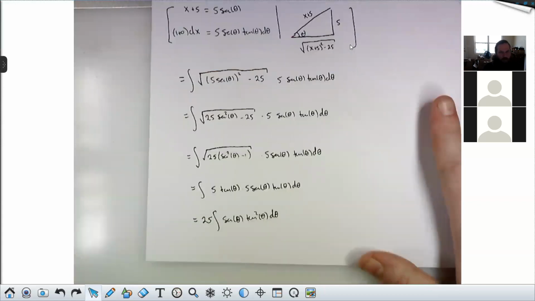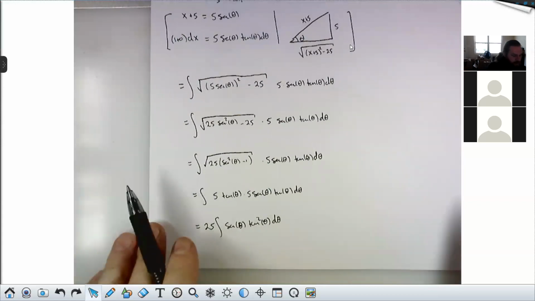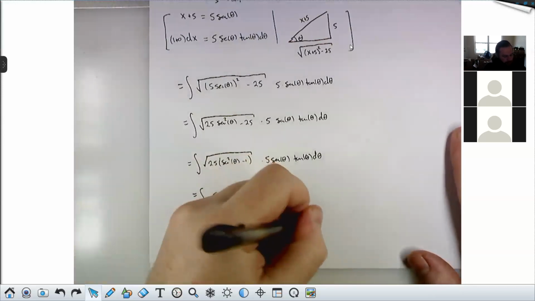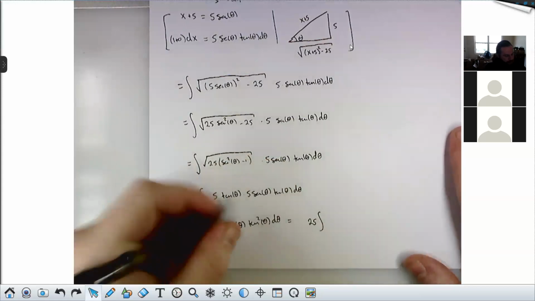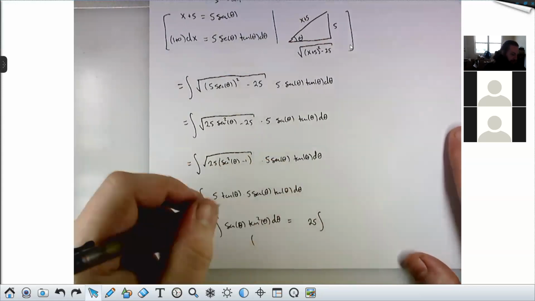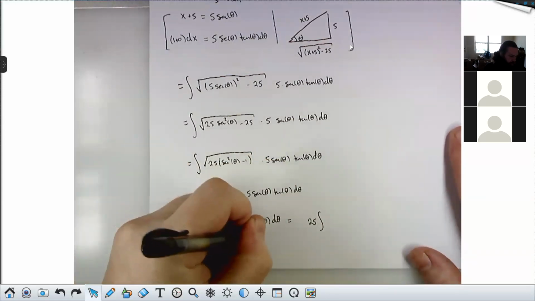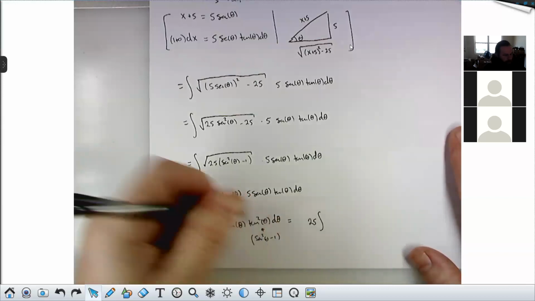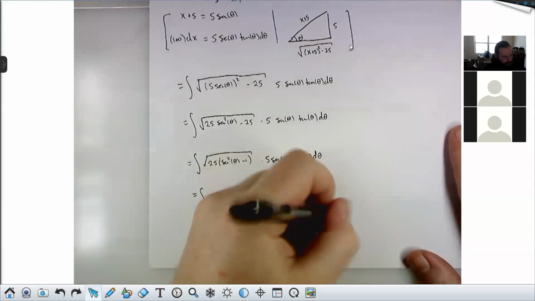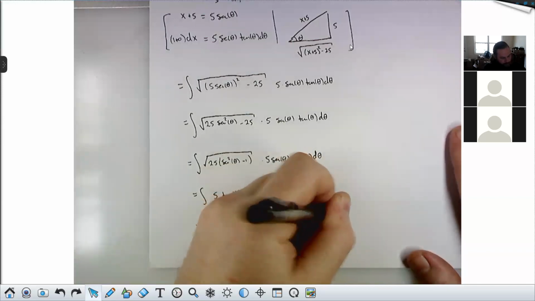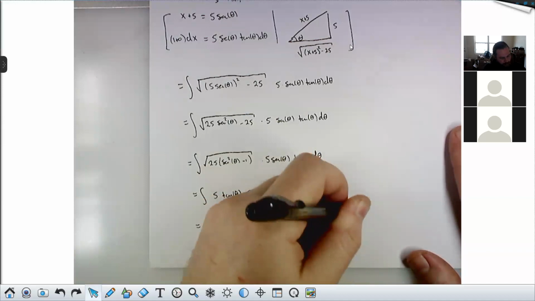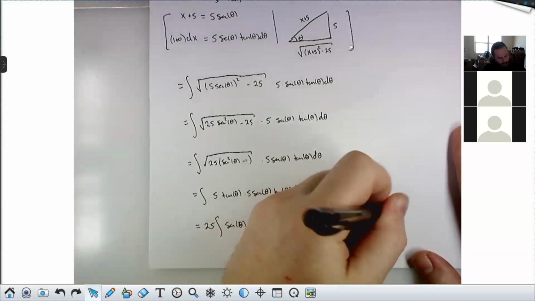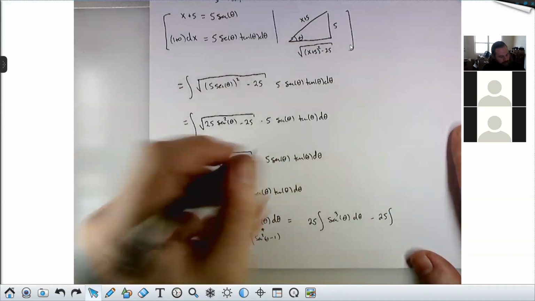And one of the ways to attack the secant tan squared integral is to rewrite it in terms of the secant cubed. Yeah. So this will be 25, and tan squared is the same as secant squared minus 1. So I can write this as 25 times the integral of secant cubed theta d theta minus 25 integral of secant theta.